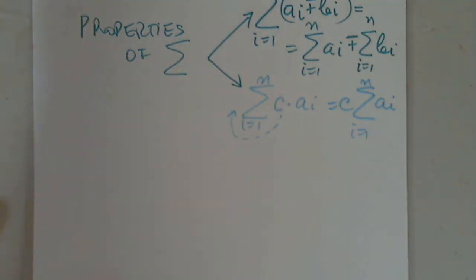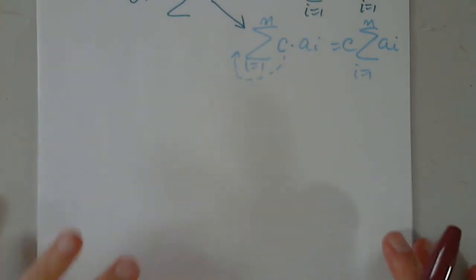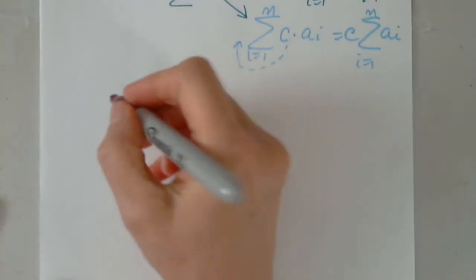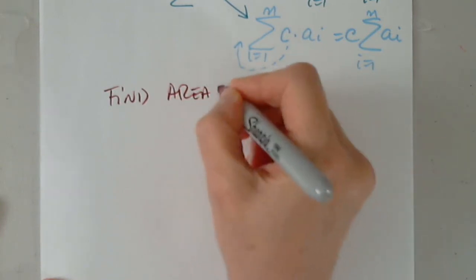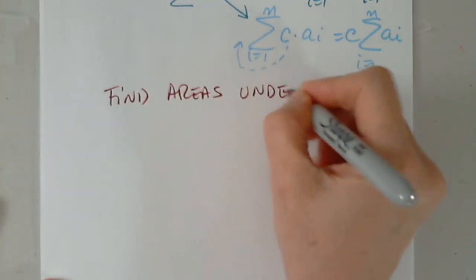Okay, so what's all this about the sigma notation? Why do I need it? At this point, we want to find area or areas under graphs.